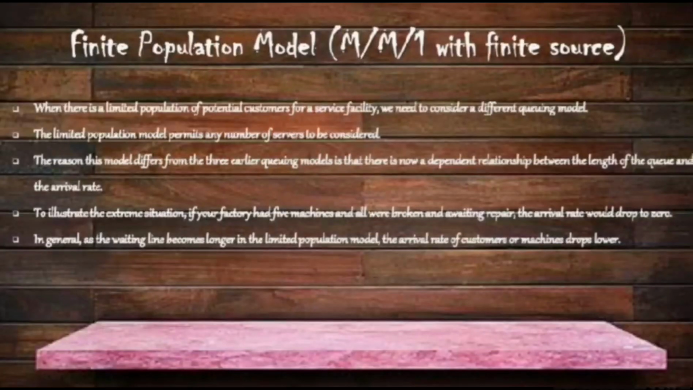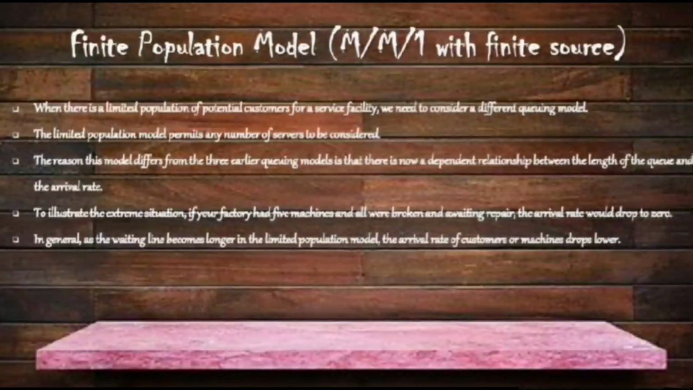What is the finite population model? When there is a limited population of potential customers for a service facility, we need to consider a different queuing model. The limited population model permits any number of servers to be considered. The reason this model differs from the 3 earlier queuing models is that there is now a dependent relationship between the length of the queue and the arrival rate. To illustrate the extreme situation, if your factory had 5 machines and all were broken and awaiting repair, the arrival rate would drop to 0.